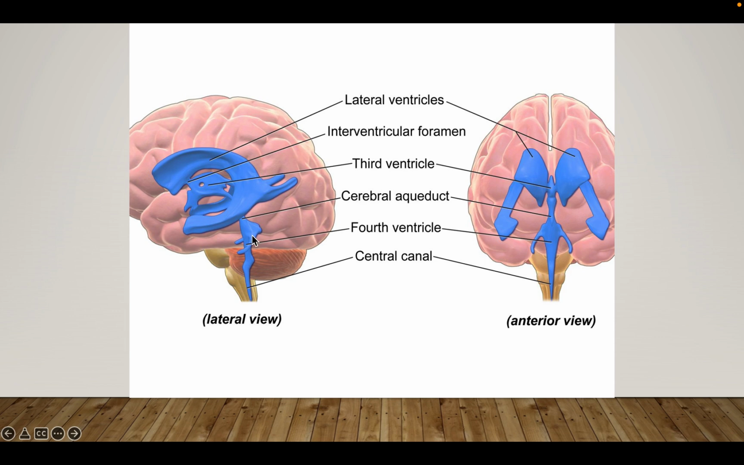Now, the way that these connect to each other, your 2 lateral ventricles connect to your third via something known as the interventricular foramen. Interventricular meaning between the ventricles, and a foramen meaning an opening or a hole. So this is the hole between the ventricles, between the lateral and the third. And then the cerebral aqueduct drains CSF from the third ventricle down to the fourth. And then you have these apertures. You have 2 lateral and 1 median aperture that allow CSF to exit the fourth ventricle and enter into the subarachnoid space and circulate around the brain and spinal cord.